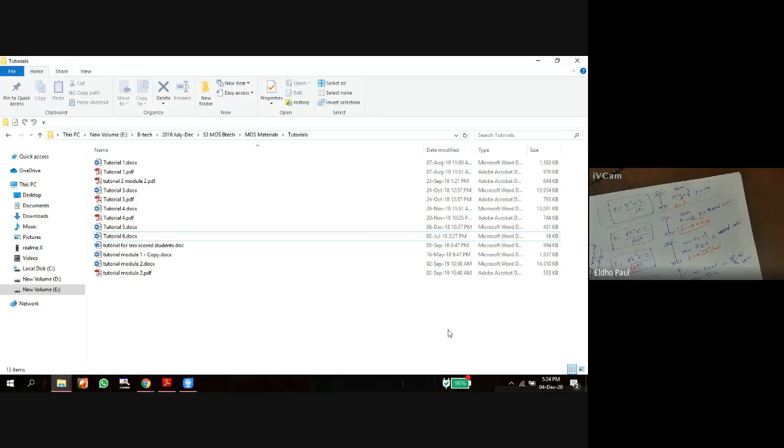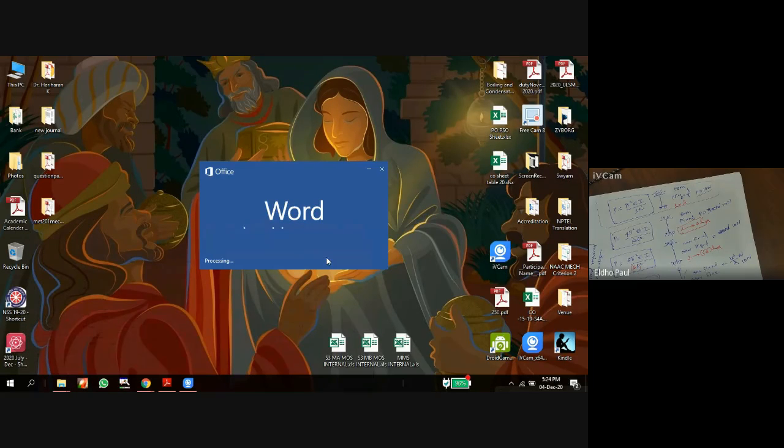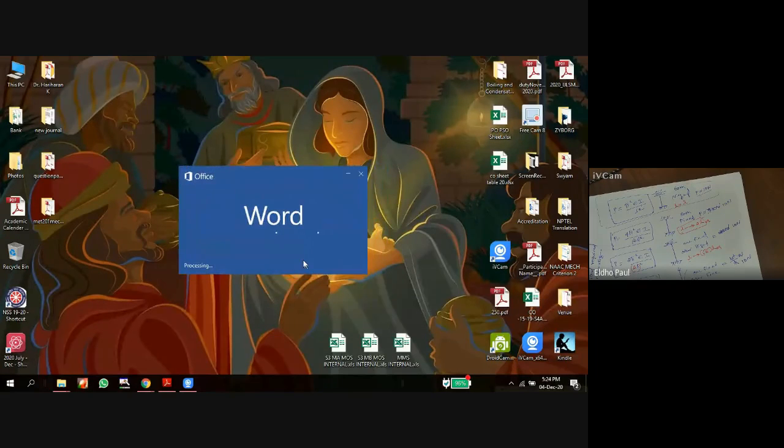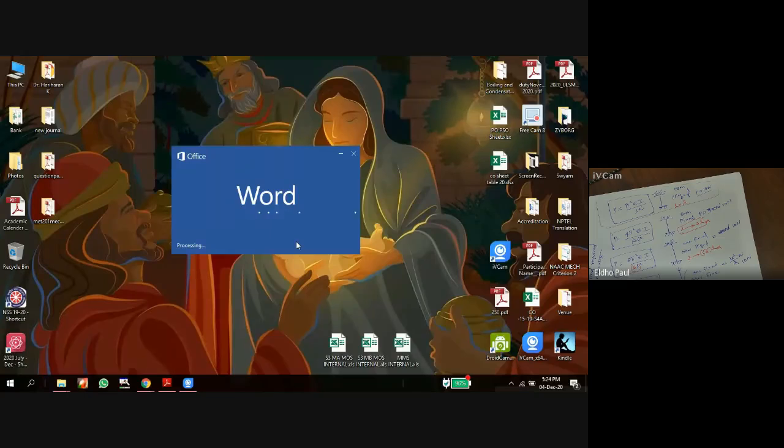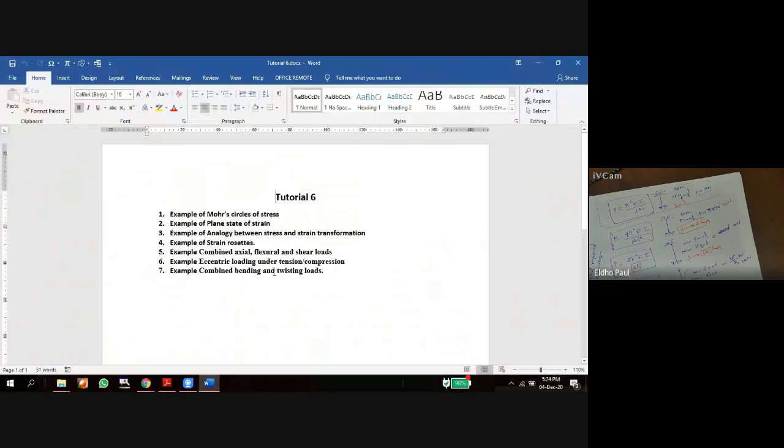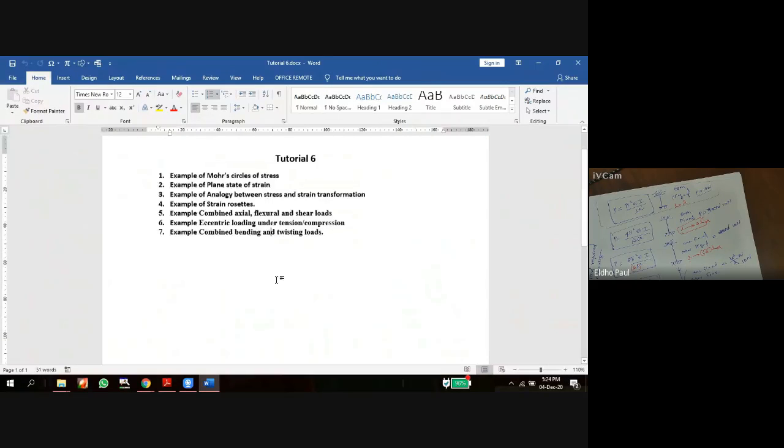ഞാൻ തന്ന ട്യൂട്ടോറിയലിലുള്ള പ്രോബ്ലംസ് നിങ്ങൾ ചെയ്തു നോക്കണം. ചെയ്തു നോക്കുമ്പോൾ നിങ്ങൾക്ക് ഐഡിയ കിട്ടും. പിന്നെ നിങ്ങൾക്ക് ഏതെങ്കിലും ടെക്സ്റ്റ് റെഫർ ചെയ്തിട്ട് പ്രോബ്ലംസ് ചെയ്യാം. ട്യൂട്ടോറിയലിലെ പ്രോബ്ലംസ് ചെയ്ത് കഴിയുമ്പോൾ നിങ്ങൾ ചോദിക്കുകയാണെങ്കിൽ ഞാൻ അതിന്റെ സോൾവ്ഡ് ആൻസേഴ്സ് ഇട്ടേക്കാം. ട്യൂട്ടോറിയൽ 6, കോളംസ്.